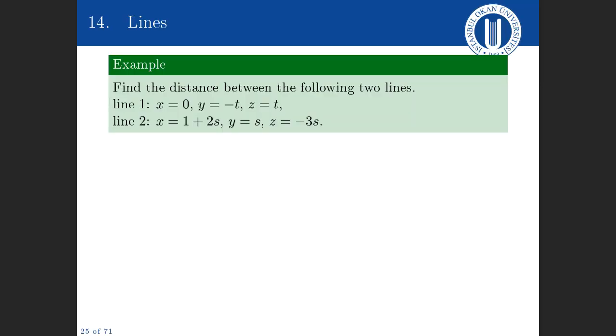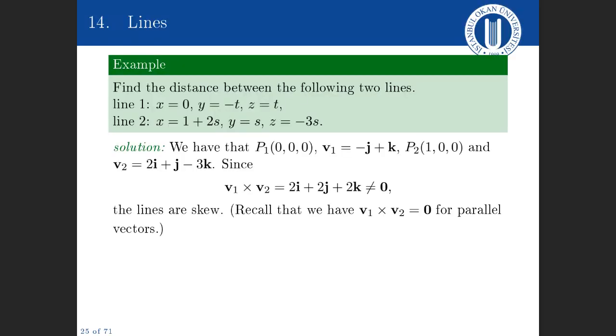So let's do some examples. Find the distance between the following two lines. And I can tell you that these lines do not intersect. So we either have parallel or we have skew lines. So the first thing to do is to ask, are they parallel or are they skew? And we answer that by calculating V1 cross V2.